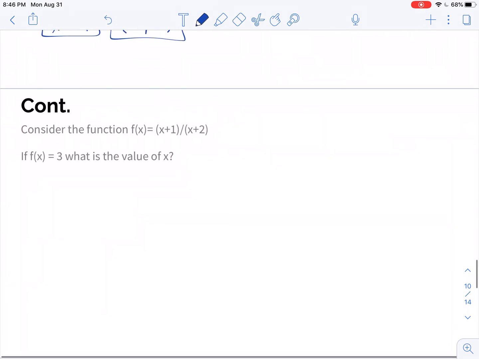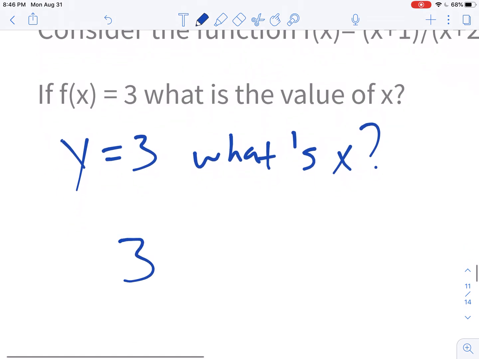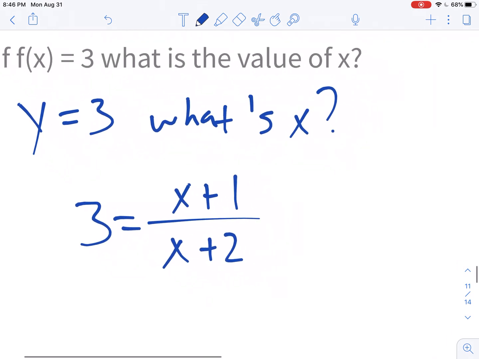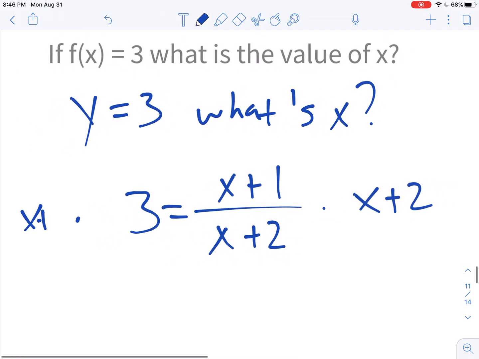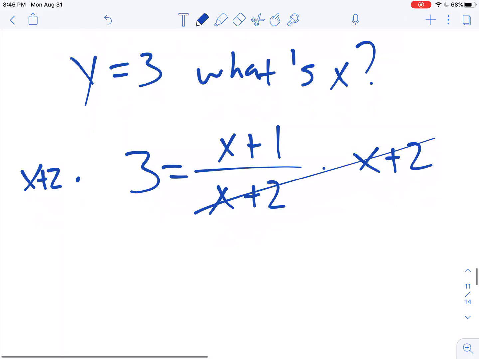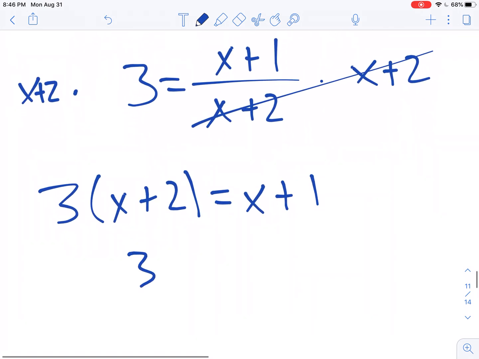All right. And again, we've already seen this. We're looking at it again. If f of x is equal to 3, what is the value of x? So y is equal to 3. What's x? I go through, I say 3 is equal to x plus 1 over x plus 2. We've done this before, x plus 2 on both sides. Those cross out. 3 times x plus 2 is equal to x plus 1.